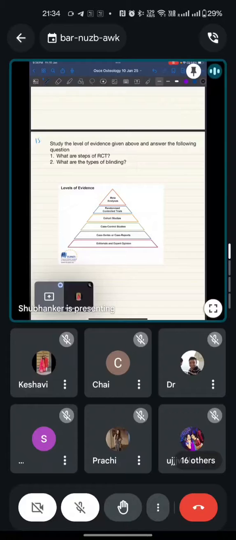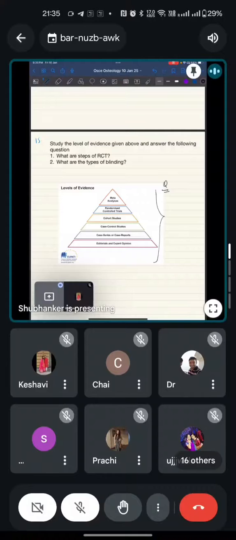Study the level of evidence given below and answer. What are the steps of RCT and what are the types of blinding? This triangle itself is very important, and they might ask you to tell what this is and what the levels of evidence are. So you should be ready with this. This itself can be a question of its own, for 1 mark or 2 marks.